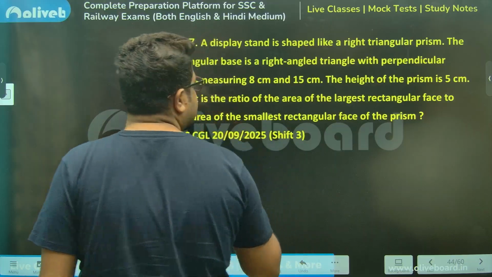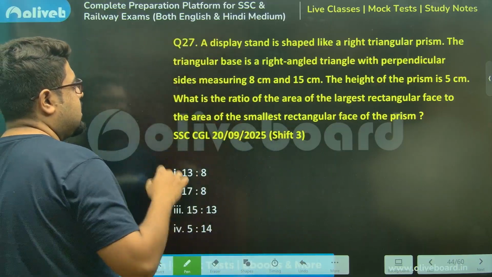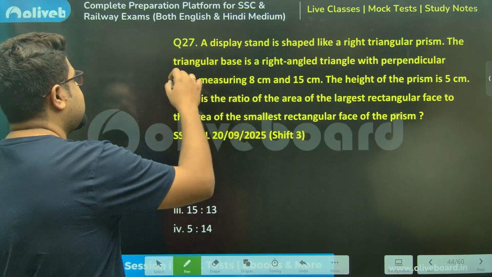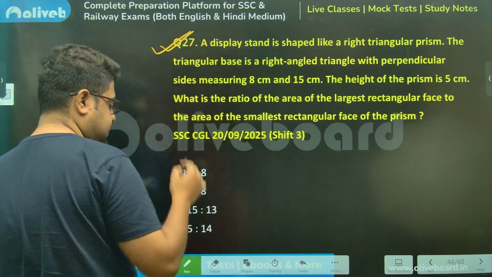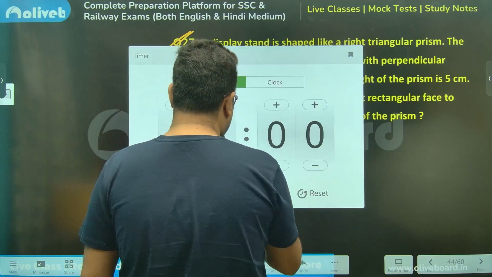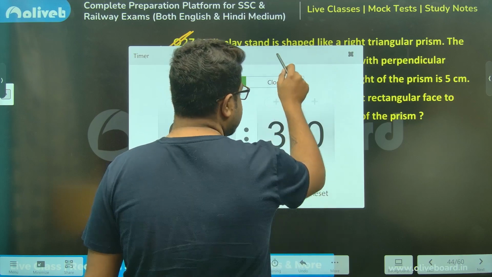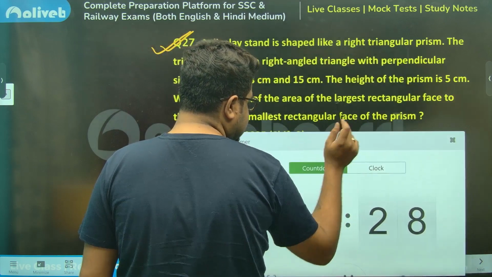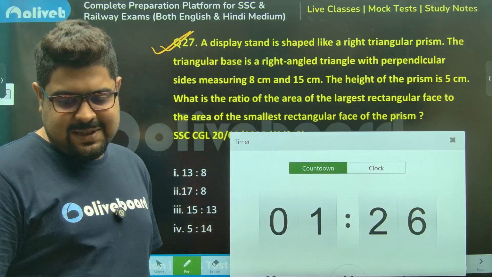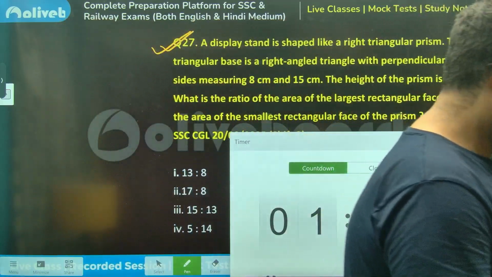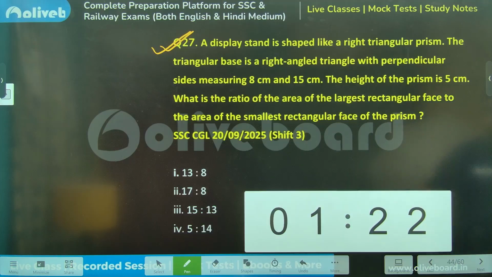Triangular prism. Yes, this is a very good question. Again, I'm giving you a minute 30 seconds. Please try and solve this. It looks a little tricky, but this is not a very difficult question. That's my promise.